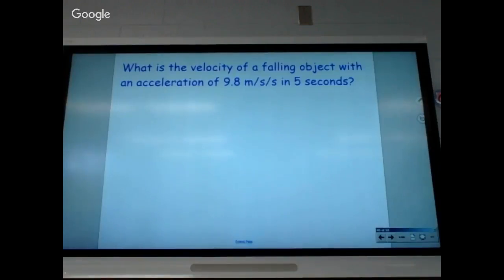All right, so this would be one where you wouldn't necessarily need to subtract. All right, what's the velocity of a falling object with an acceleration of 9.8 meters per second in 5 seconds?